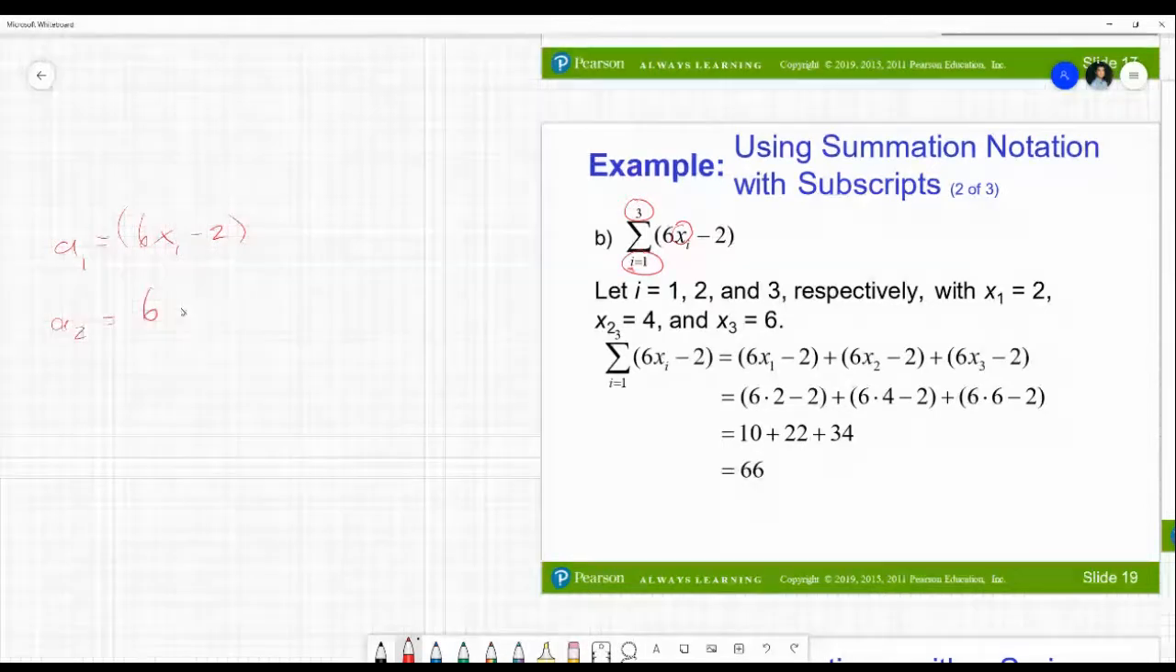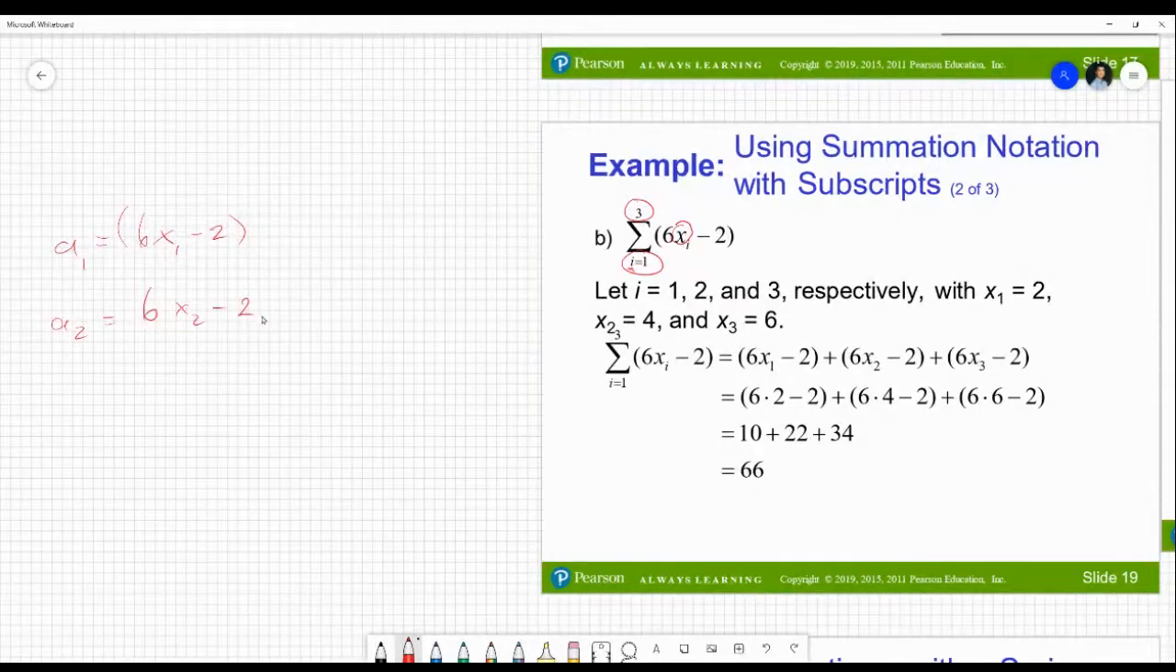A2, 6 x subscript 2 minus 2, and so forth. Oh, actually, that's just 3, right? 6 x subscript 3 minus 2. Then we can add all these together. Okay. Now here they give us what x1, x2, and x3 are equal to. So we can do a direct substitution in here and end up with 66.